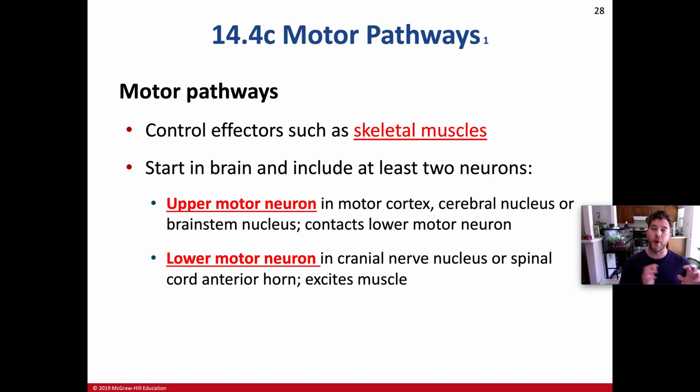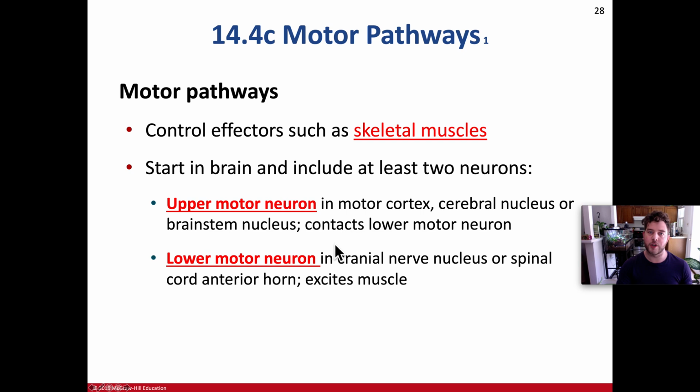Okay, so now the motor pathways. Those were the sensory pathways, now the motor pathways. Motor pathways control effectors such as skeletal muscles and glands. They start in the brain, and they include at least 2 neurons. You're always going to have at least 2 neurons with a motor pathway, an upper neuron and a lower neuron. The upper neuron is in the motor cortex, cerebral nucleus or brainstem nucleus, and it contacts the lower one. The lower motor neuron is in the cranial nerve nucleus, spinal cord, and anterior horn, and it excites the muscle.